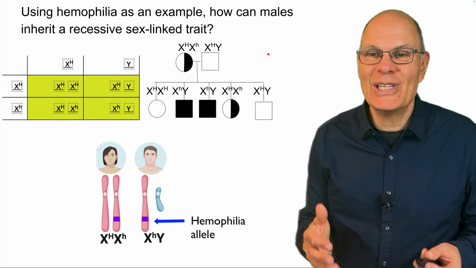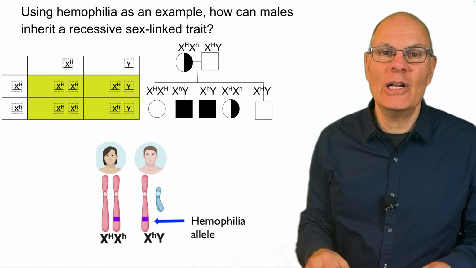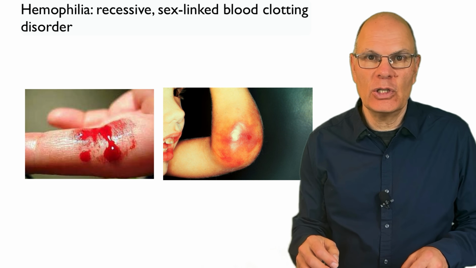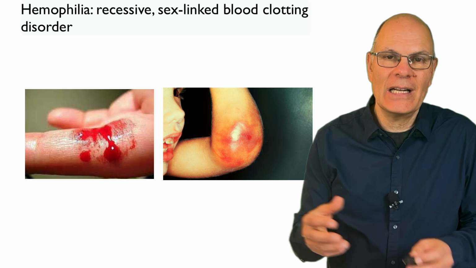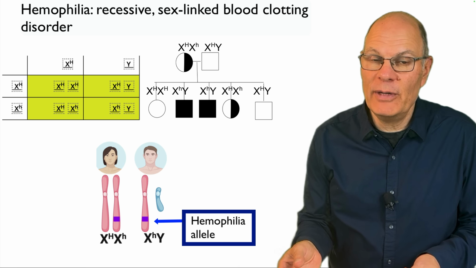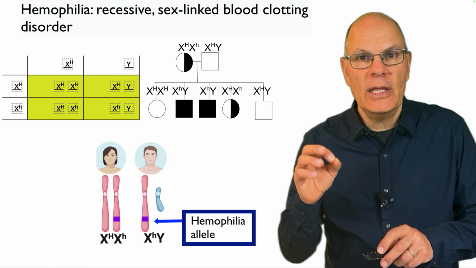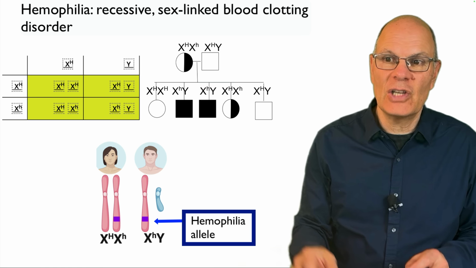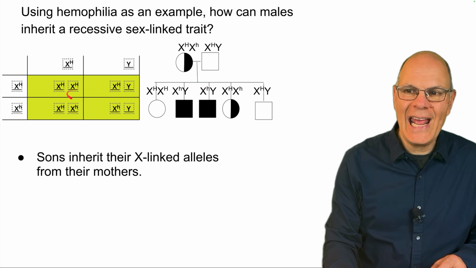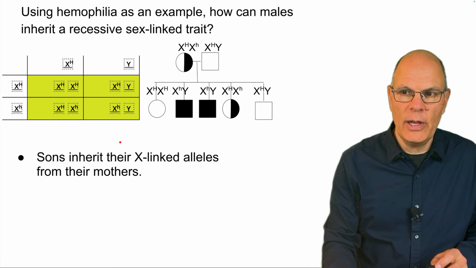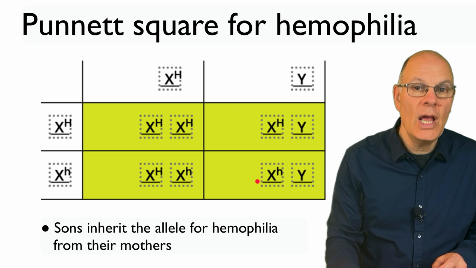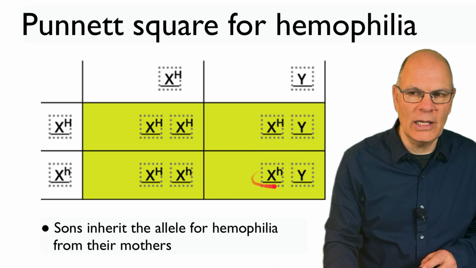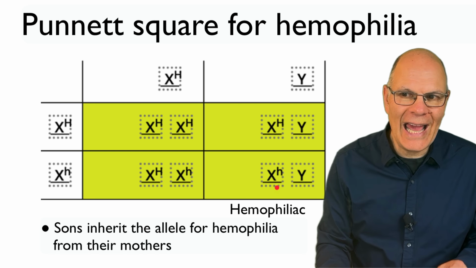Using hemophilia as an example, how can males inherit a recessive sex-linked trait? Hemophilia is a blood clotting disorder, and essentially hemophiliacs can't clot their blood. It's much more common in males than it is in females because the allele for hemophilia, the mutated allele that leads to ineffective blood clotting, is on the X chromosome. Sons inherit their X-linked alleles from their mothers. So we'll look at the Punnett square first. This Punnett square is from learn-biology.com. These boxes are things that you would drag the alleles into. Here we have a hemophiliac, X little h Y.